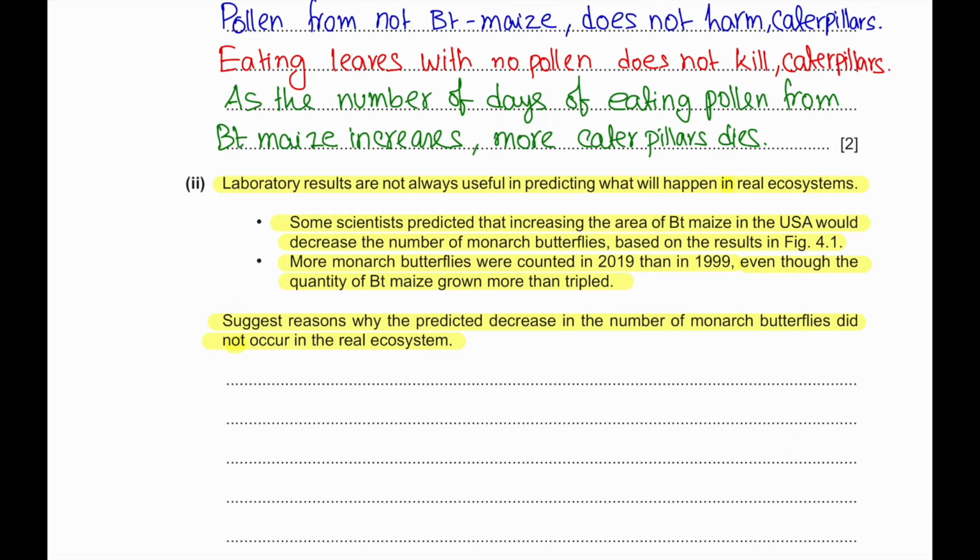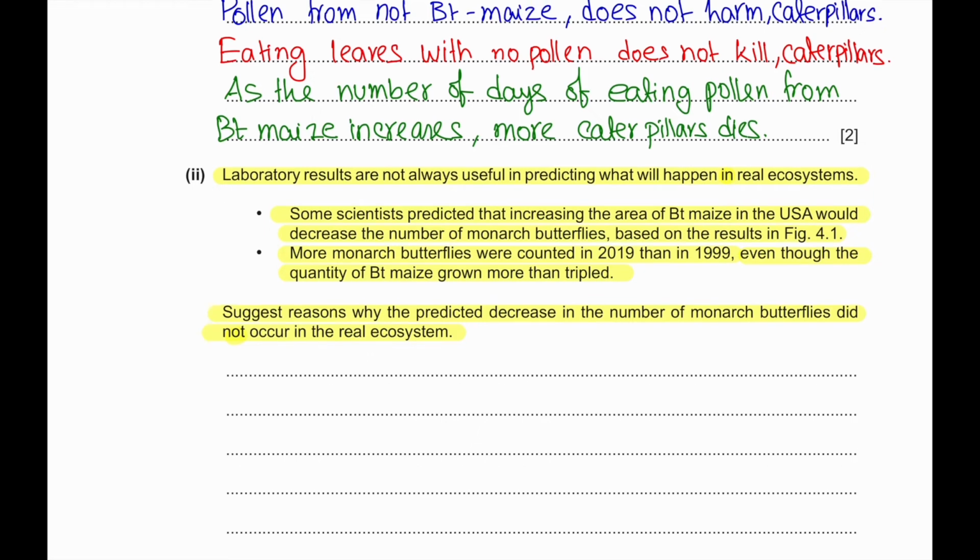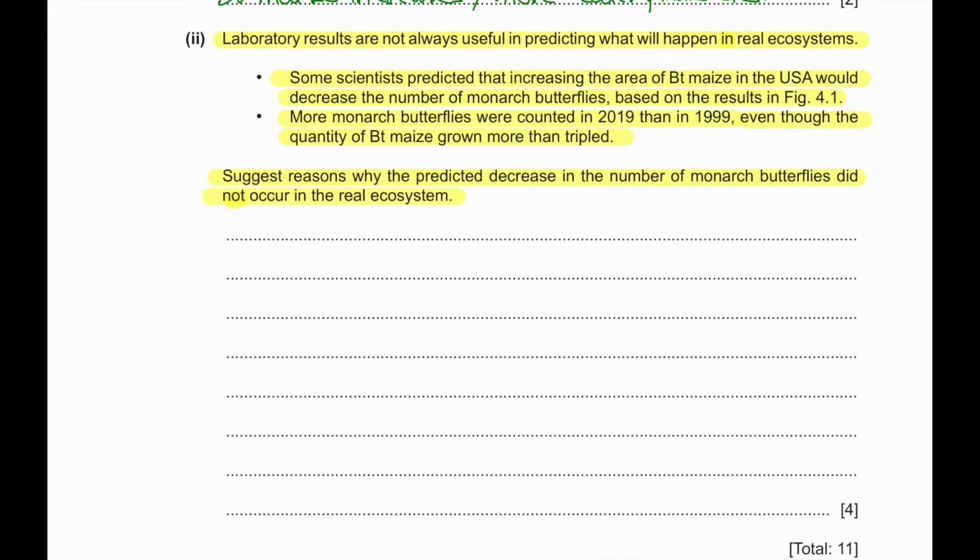Well, it can happen that BT pollen did not get deposited onto the milkweed plants. The pollen might be released at a different time to when caterpillars actually feed on the milkweed plants. Caterpillars develop resistance to BT toxin. In 2019, breeding conditions were better than in 1999, which can easily be the case. For example, herbicides may have reduced milkweed availability. In maize fields, caterpillars and BT maize might not be located in the same areas. So that is why monarch butterflies may have increased in number.